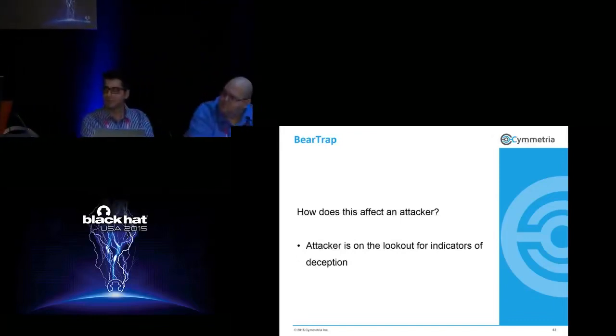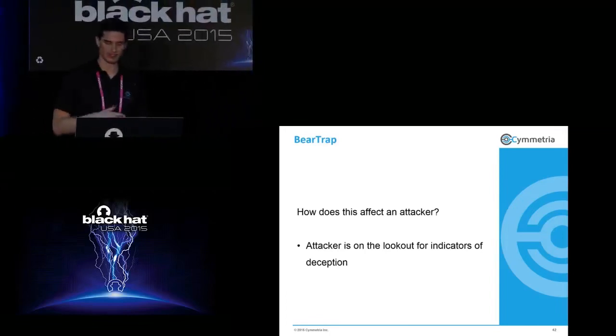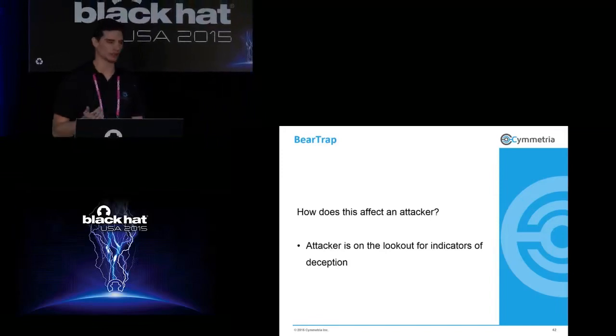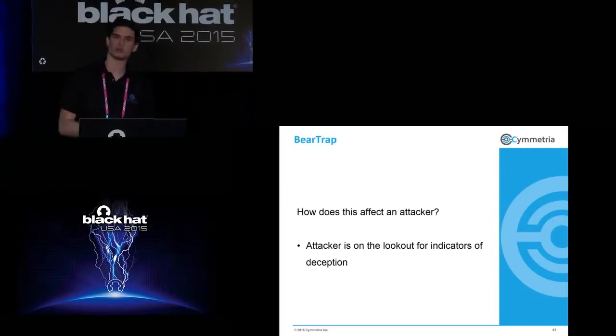Okay, so what does the attacker learn once we learn about BearTrap? It learns that you should be looking for indicators of deception, right? You shouldn't be just connecting to services and trying to see what you can get from them. First of all, you need to realize if there are indicators of deception, like that bad error message or that banner.